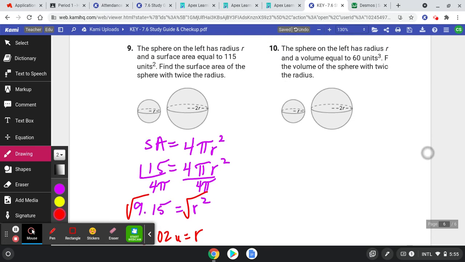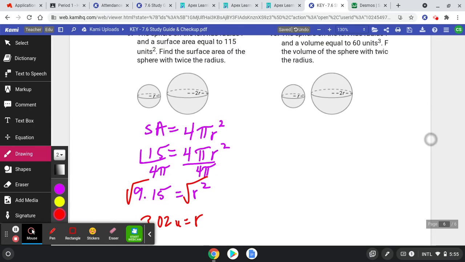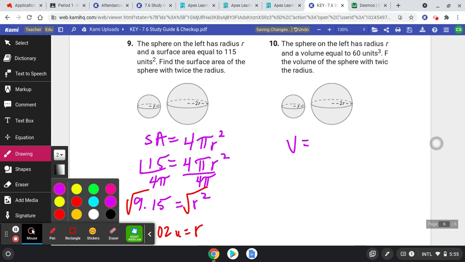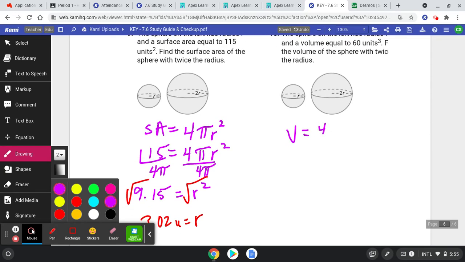On this next one, they give us a volume of 60 units cubed. Can you guys hear my puppies and my dog wrestling? They, of course, come follow me wherever I'm doing the video. One just fell off a pillow.